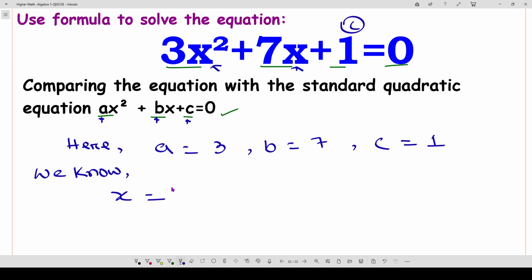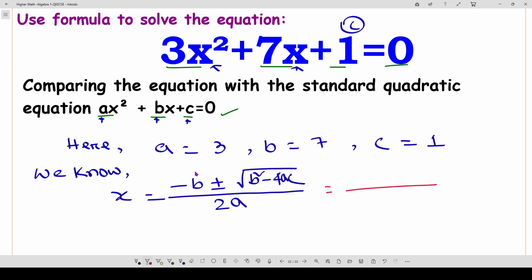We know x = (−b ± √(b² − 4ac)) / 2a. So we will put in the values step by step. First, −b is −7, plus or minus the root of b², which means 7², minus 4ac, where a is 3 and c is 1, divided by 2a, so 2 times 3.